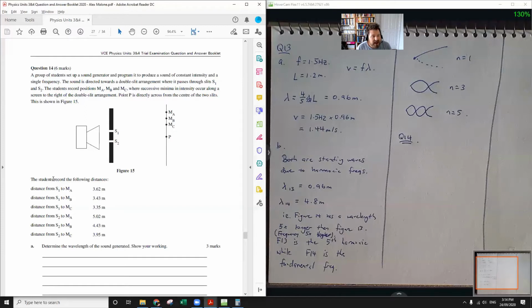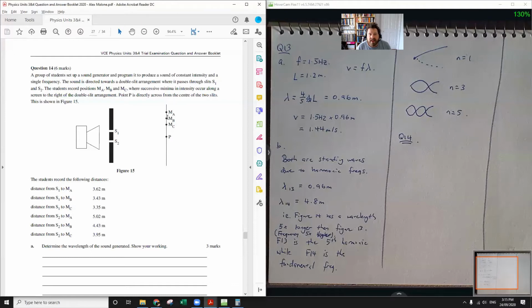Students record the following distances: 3.62 meters, 3.43, 3.35. So these distances are from the sources themselves to the points. So we're not talking about distances along this wall here. We're talking about distances to the points. Determine the wavelength of the sound generated. Show your working.